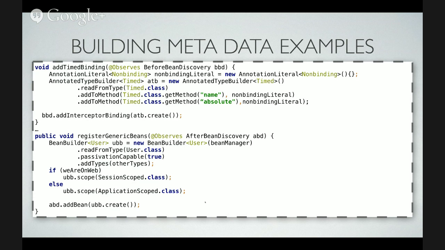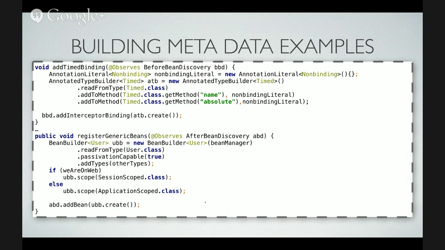So we have added a BeforeBeanDiscovery observer, and we are creating a new annotated type for an existing annotation which is called Timed. We add the non-binding annotation on the field of this annotation, and after that, when it's finished, we add this annotated type as an interceptor binding using the BeforeBeanDiscovery addInterceptorBinding.